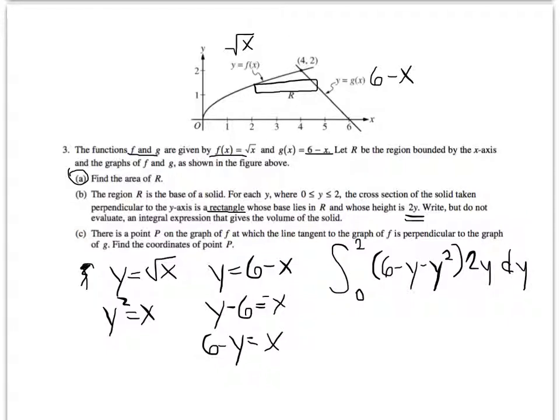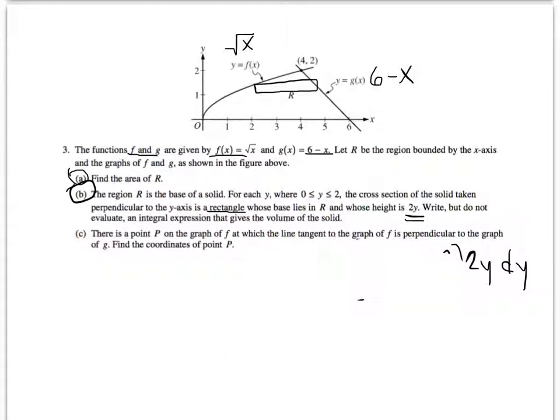Fantastic. So now we've written the integrand, and do we have to evaluate this? It says write, but do not evaluate. Okay, that's my final answer then. Great. Now let's go on to part C. So part C then, we are told there's a point P on the graph of f, at which the line is tangent to the graph of f.